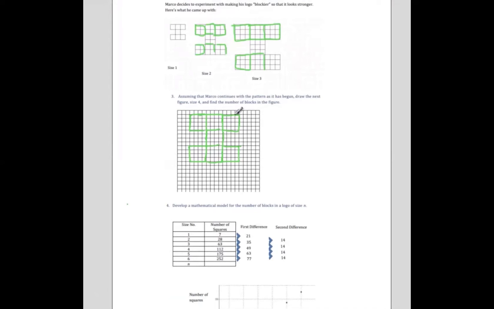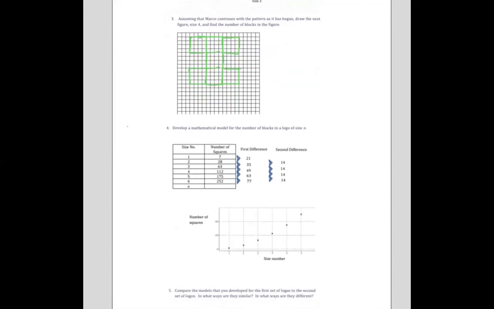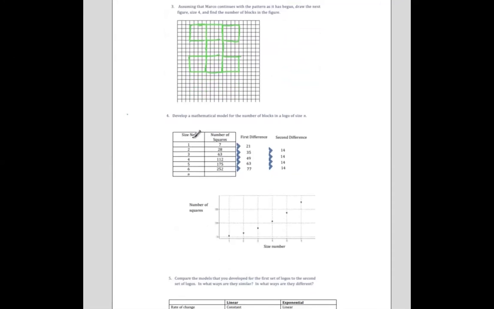And I'll come back to this in just a minute because it actually also helped me come up with the mathematical model. But I want to show you a few other things. Now if you look at this, I once again put together a table like I did on the first part, where it's size number, size 1, 7 squares, size 2, 28 squares, and so on and so forth. Now, here's something that's a little different. Last time when we looked at the first table, the first difference was 5. The difference between these two was 5, and between these two, it was 5. That's how I knew it was linear, because the first difference was always 5.